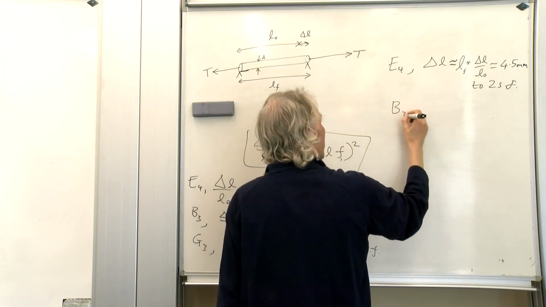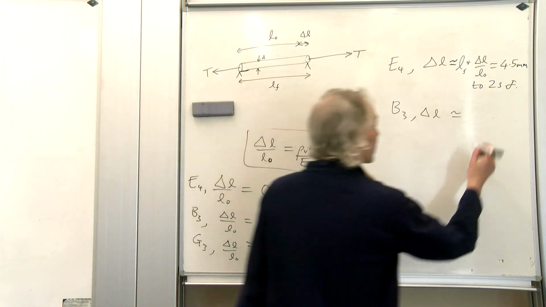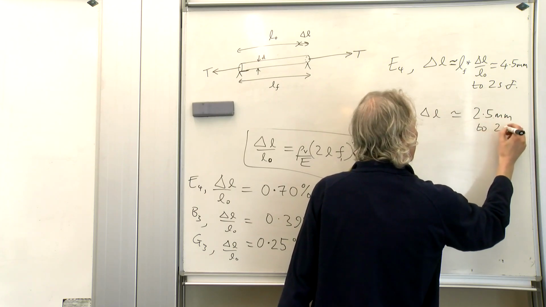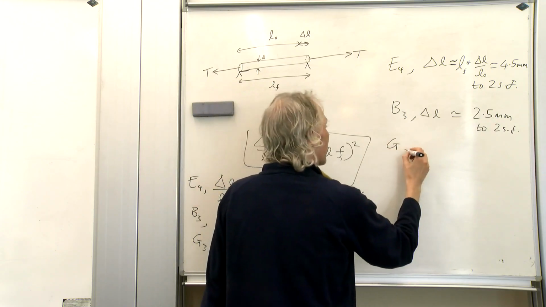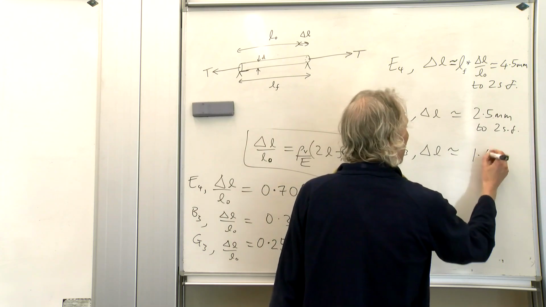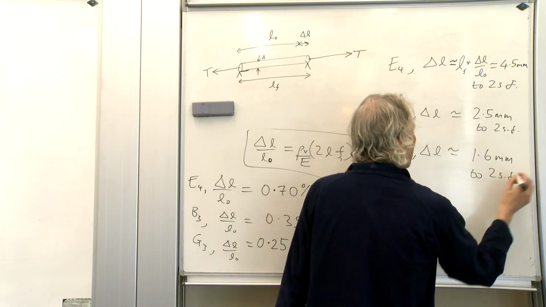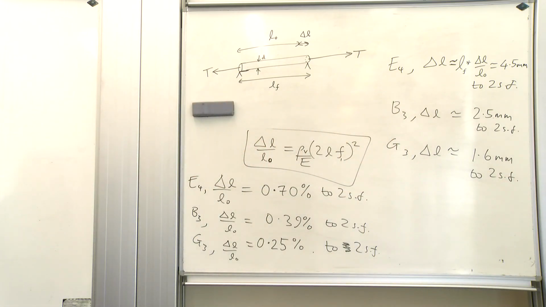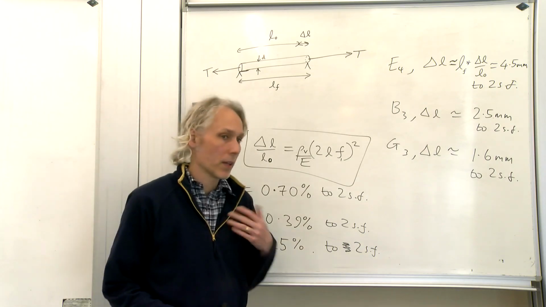Okay, and then B3, and then if you go to G3 delta L. Okay, so there are the distances involved, and these distances might be a bit surprising in that they're quite small.